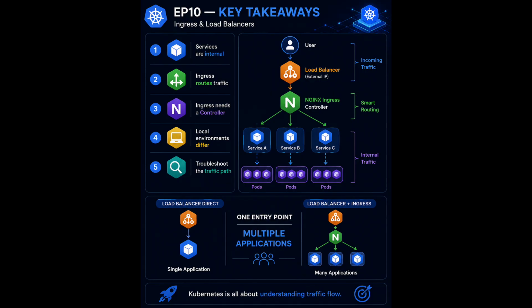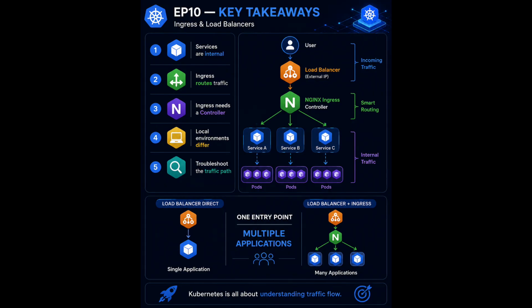And finally, remember the lesson from our troubleshooting session? Kubernetes was working correctly the entire time. The issue was the networking path between our machine and the cluster. Understanding where traffic flows and where it can be blocked is one of the most valuable skills you can develop as a Kubernetes engineer. And that wraps up our journey into Kubernetes Ingress and load balancers.